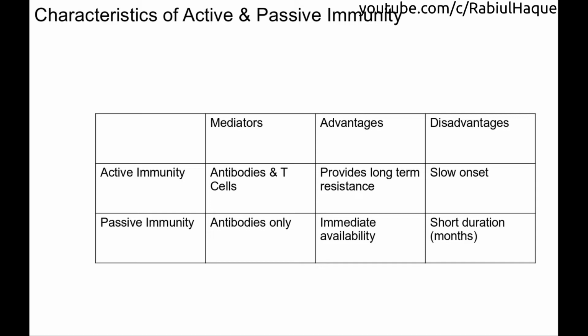Regarding advantage, the main advantage of active immunity is it provides long-term resistance, and its disadvantage is slow onset. And the main advantage of passive immunity is immediate availability, or prompt availability, of the antibodies, and its disadvantage is short duration.